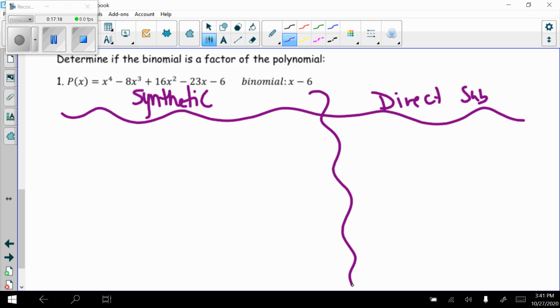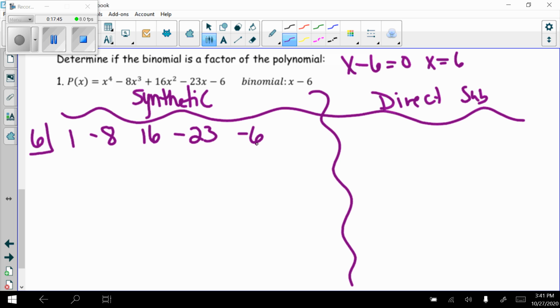All right, so synthetic, x minus 6. So x minus 6 equals 0. X equals 6 is what's going in our box. So 6 goes in my box. I check my polynomial. I have a 4, a 3, a 2, an x, and a constant. I'm not missing anything, so I don't need any placeholders. So I write down my coefficients. 1, -8, 16, -23, and -6. First one always comes straight down.